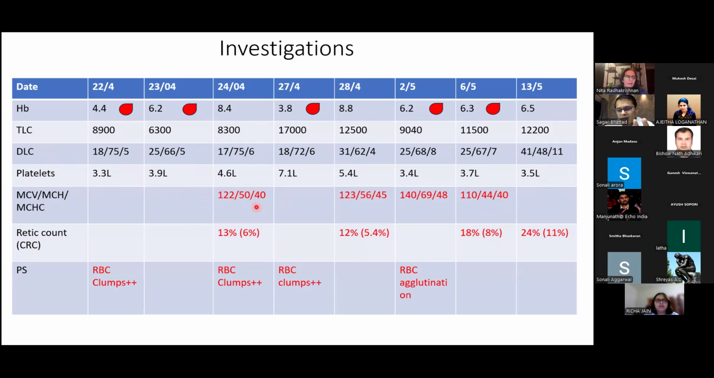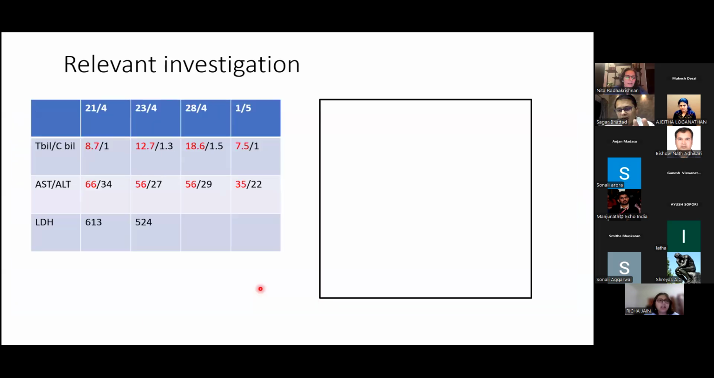MCV, MCH, and MCHC were high, very similar to the second child, very, very high. Reticulocyte counts were very high. The corrected reticulocyte counts were also quite high, at 6%, 5.4%, 8%, and 11%, and RBC clumps were seen very impressively. Hyperbilirubinemia, primarily unconjugated, was seen. AST was elevated and LDH was elevated.